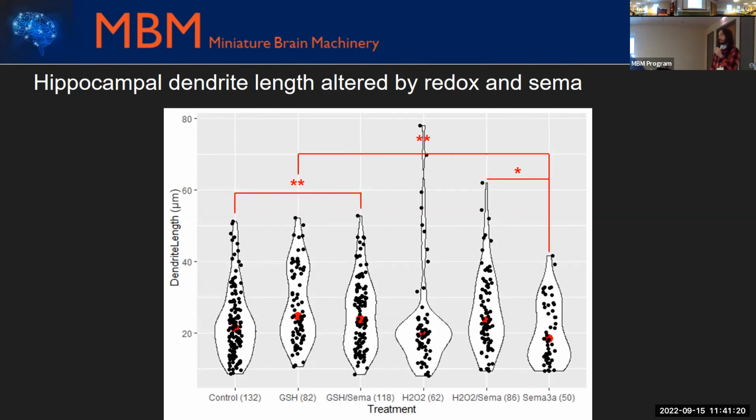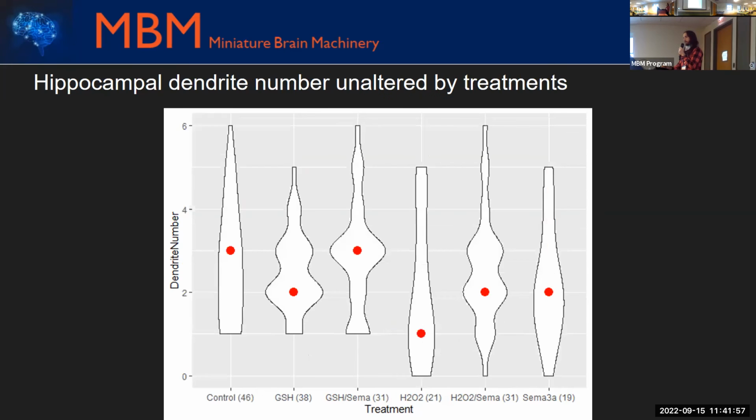We also looked at hippocampal dendrite length. We expect it to be a slightly more mild change. Again, looking at the control, we see a significant difference with both the glutathione and the semaphorin 3A. We actually see a slight increase when you have those two. Also, interestingly enough, glutathione by itself produced a slightly stronger increase in dendritic length than semaphorin itself, which was also kind of surprising, but does match the hypothesis that a more reducing state leads to increased dendrite growth overall.